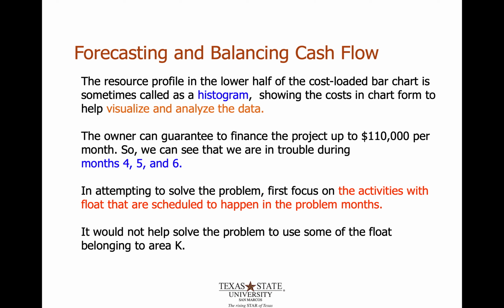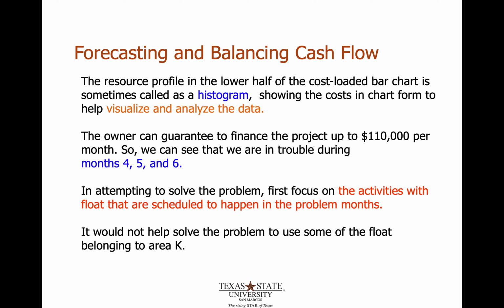So like I said, the resource profile below is called a histogram. It's showing the cost in chart form to help visualize and analyze the data. Like I said, the owner can guarantee to finance the project up to 110,000 per month, so we can see there's trouble in months 4, 5, and 6.